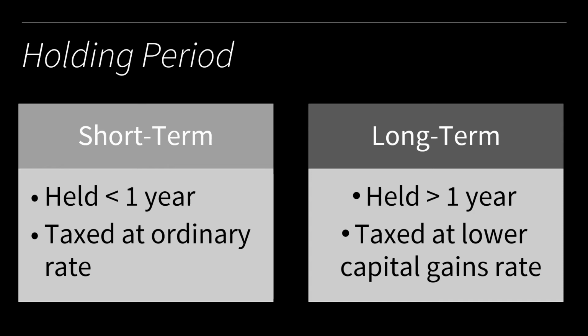Long-term property, so property that was held for more than a year, is taxed generally at a lower capital gains rate. So this is really important to note: the holding period, and make sure that we are entering it appropriately in the return, because it makes a difference in how our taxpayers are going to be taxed for the sale of this property.